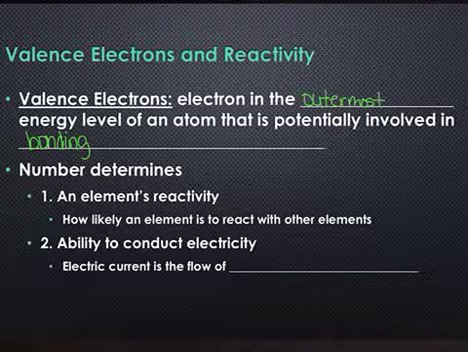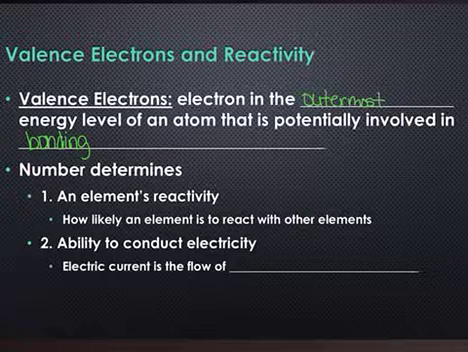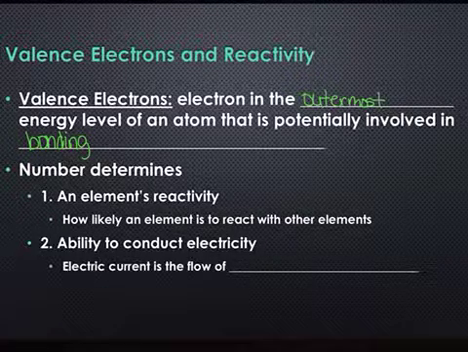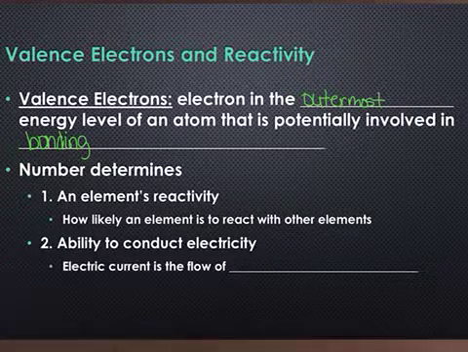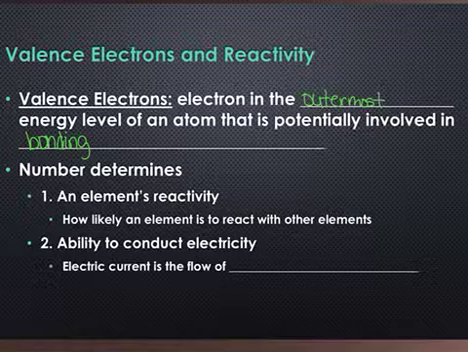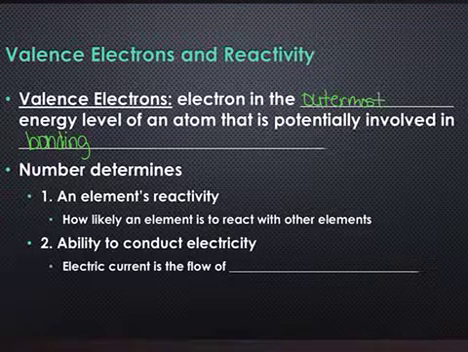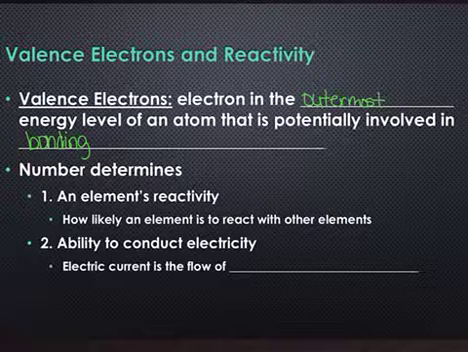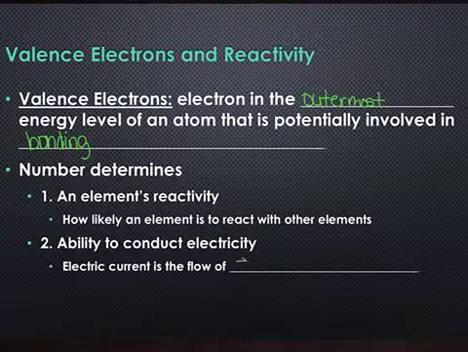So the number of valence electrons determines how likely an element is to react with other elements. And so it also indicates the ability to conduct electricity because the electric current is the flow of electrons.